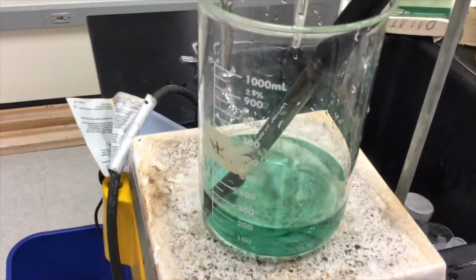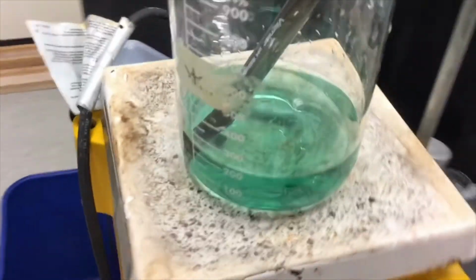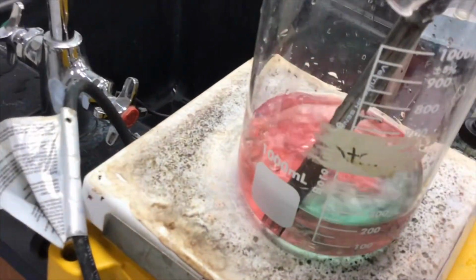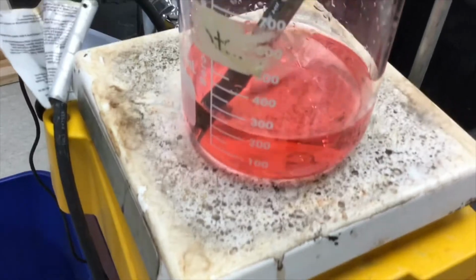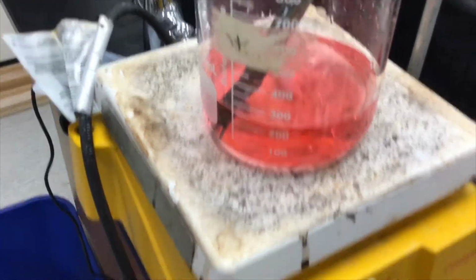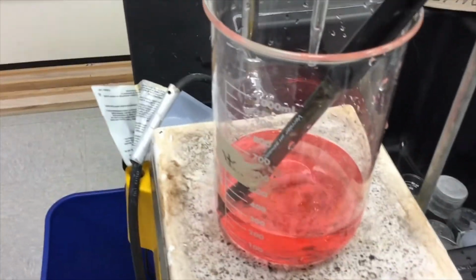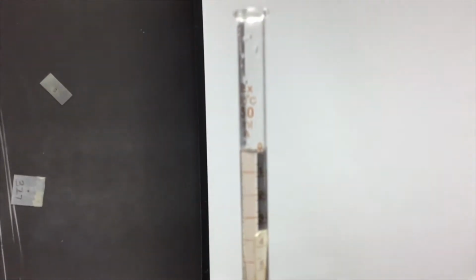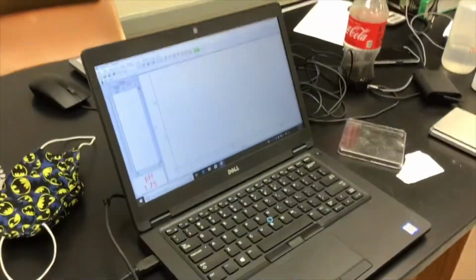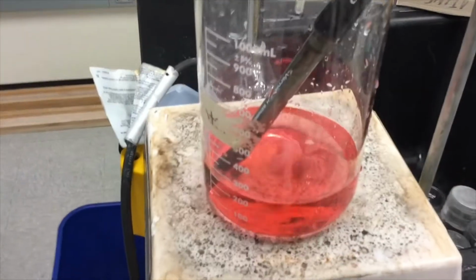Then I'm going to go ahead and add in my acid to this solution. And obviously you can see that it turns red, which is what universal indicator does in an acid solution. My pH probe should now be reading quite a low pH, and it is. So what I'm going to do now is titrate this and keep track of the volume of how much I add and what the pH is at each of those particular volumes.